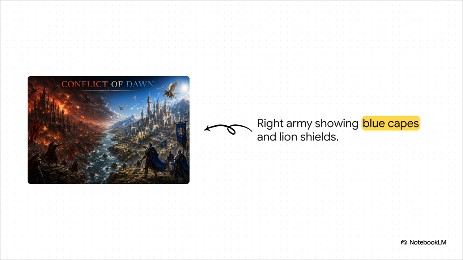Conversely, flipping over to the right side reveals a remarkably uniform force bathed in light, bearing the golden lion on their shields to project order and nobility. Their armor is polished, reflective, and seemingly heavier, perhaps prioritizing defense and steadfastness.